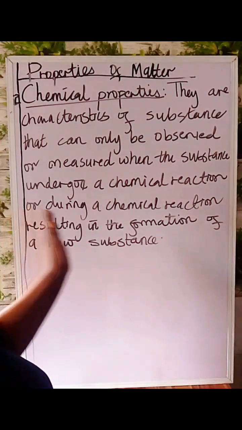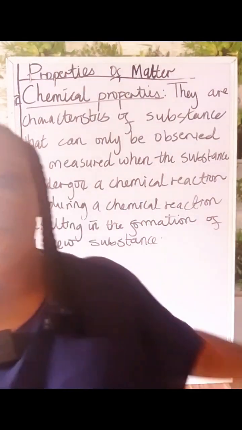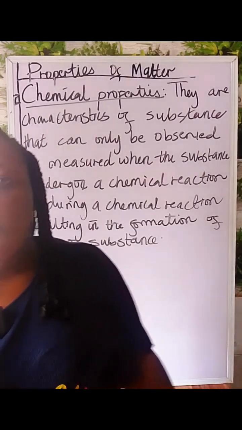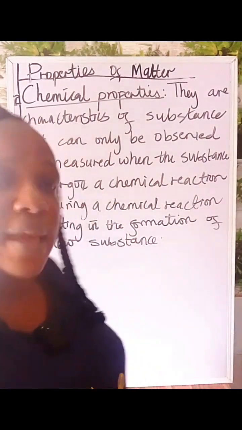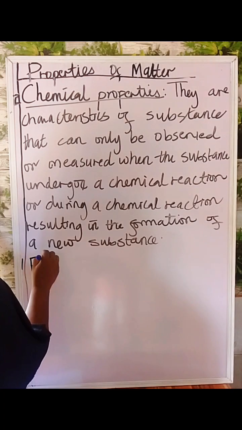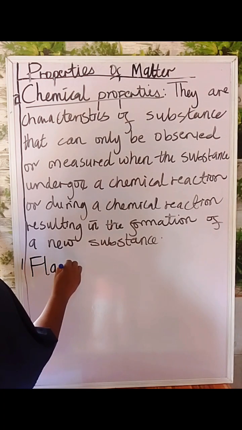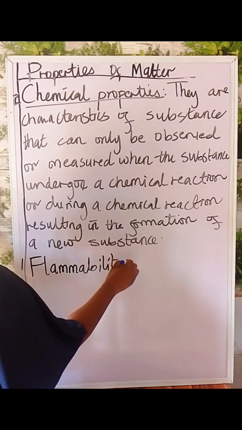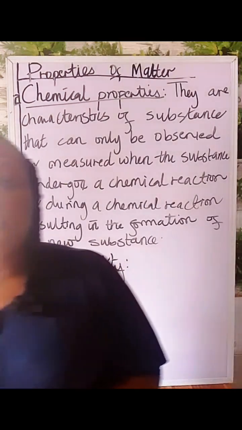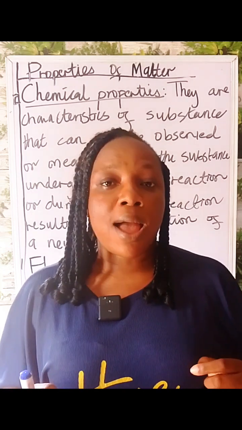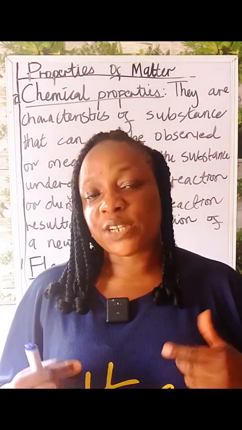Okay, these are chemical properties as I have explained already. Understand? Now, what are the examples of chemical properties? We have number one, flammability. When we talk of flammability, we are talking of how easily or how hard it takes that thing to catch fire.